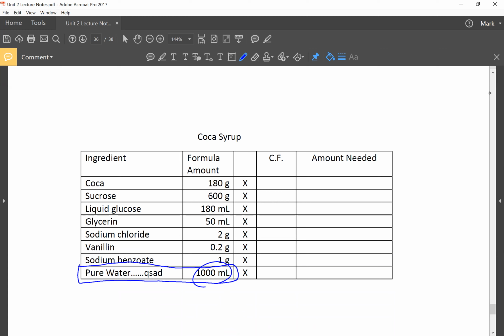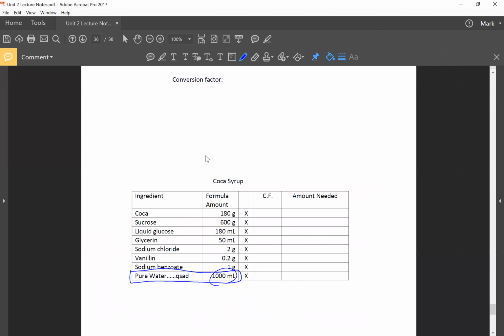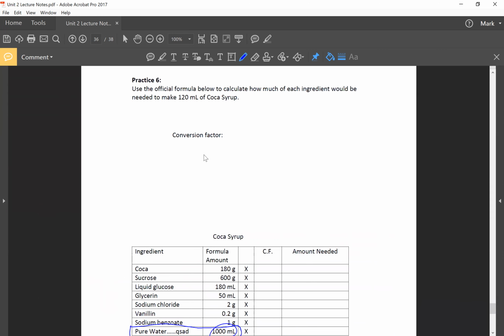Now, I only want to make 120. So what would my conversion factor be? Well, I'm looking for 120. The recipe makes 1,000. My conversion factor would be 0.12.